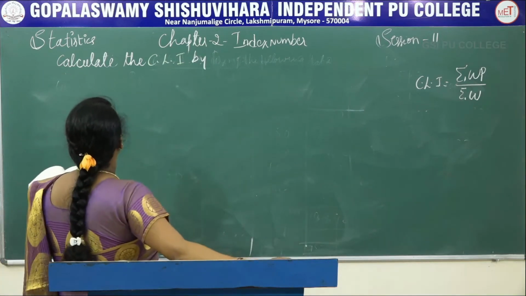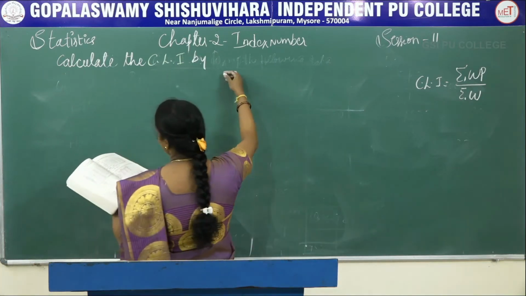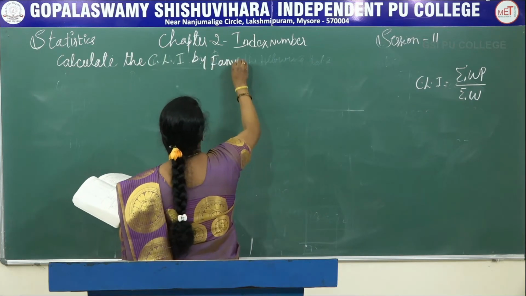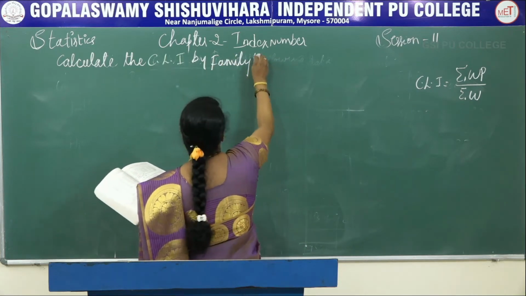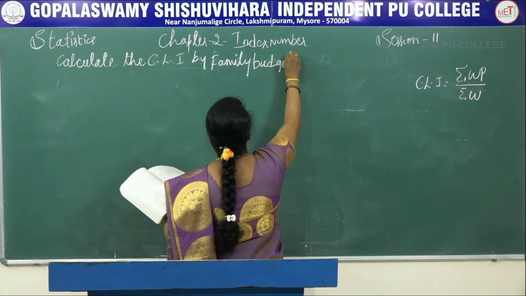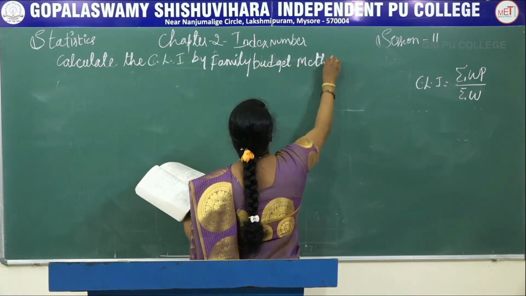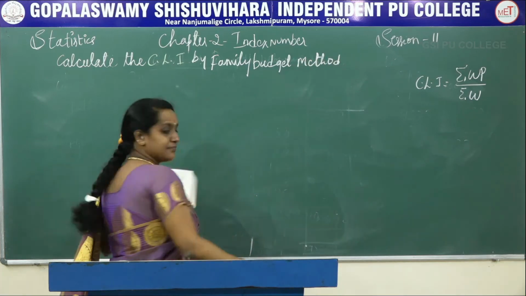Here we want to calculate the cost of living index number by the family budget method.